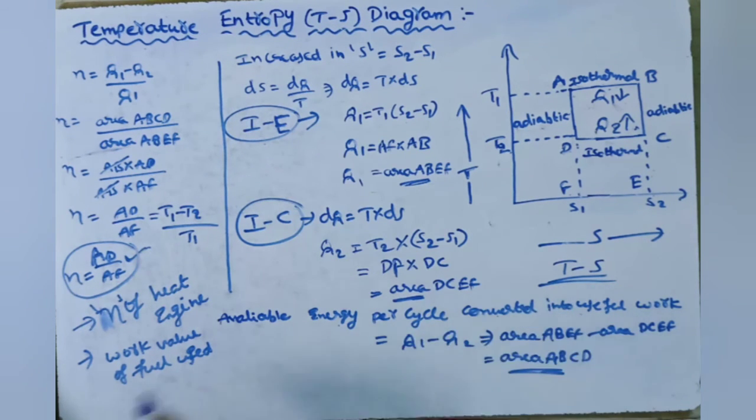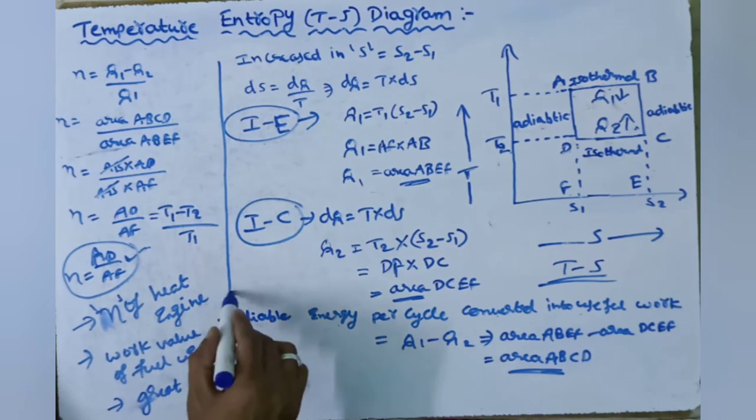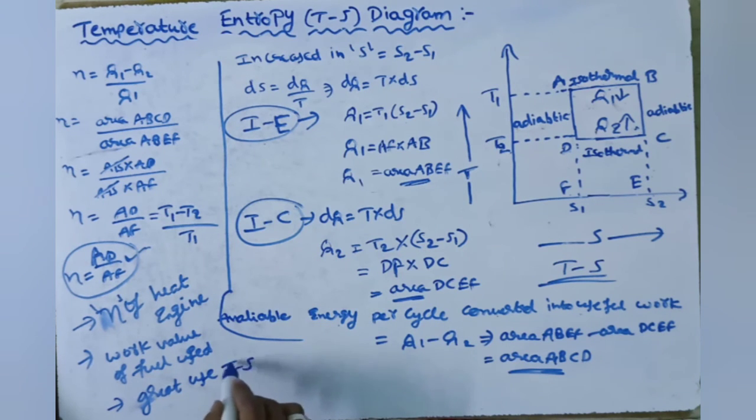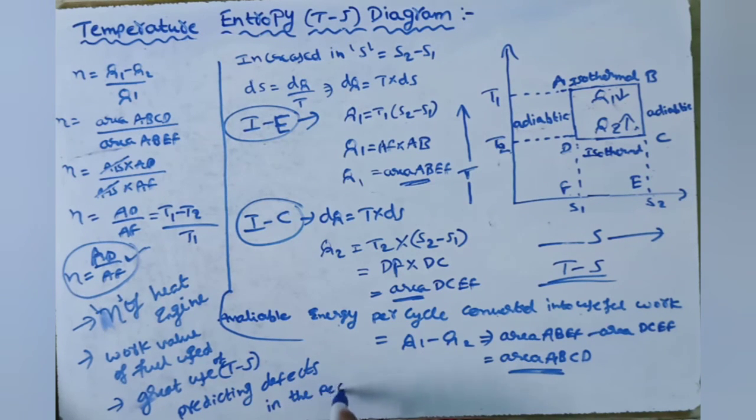By drawing this graph, we can estimate the defects in the performance of an engine. This is a very great use of this TS diagram: predicting. We can predict, which means we can estimate the defects before designing them, defects in the performance of the engine. These are the 3 points.